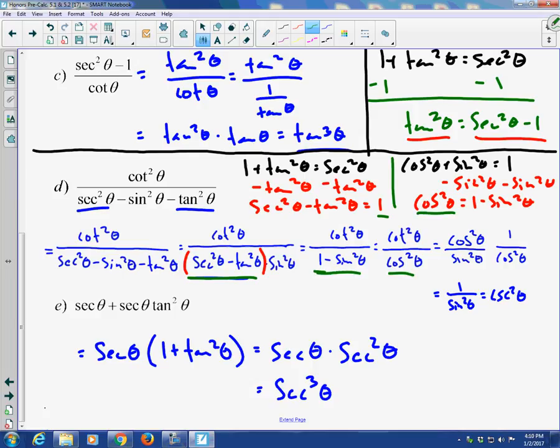And now in my next step, basically I did two things at once. I changed cotan squared theta to cosine squared theta over sine squared theta, and I took the division of cosine squared theta and made it a multiplication of 1 over cosine squared theta.